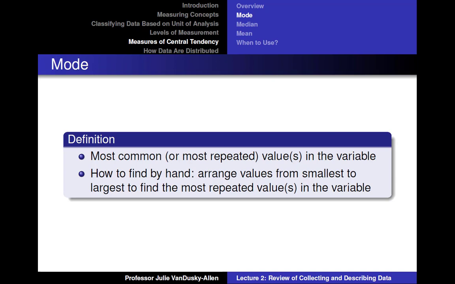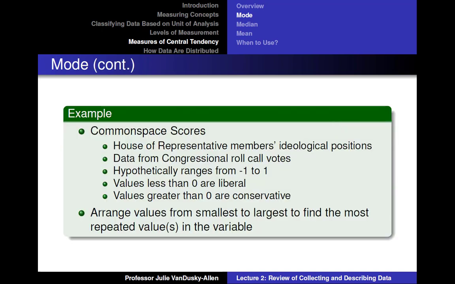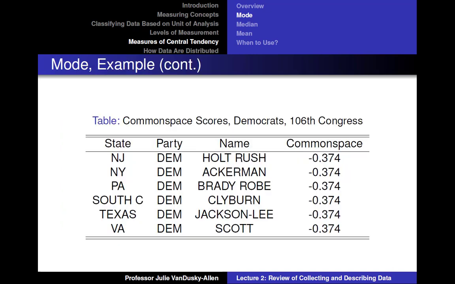In order to find the mode by hand, you arrange the values from the smallest to the largest, then you find the most repeated values in the variable. To demonstrate how to figure out which value of a variable has the largest number of observations, I will use common space scores from the 106th Congress. Common space scores measure House members' ideological positions by using roll call votes. Common space scores range from -1 to 1, with values less than 0 being liberal and values greater than 0 being conservative. In this particular example, I arranged the data from the smallest to the largest value.